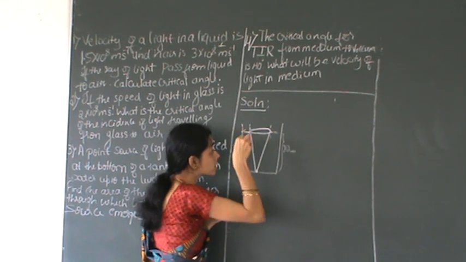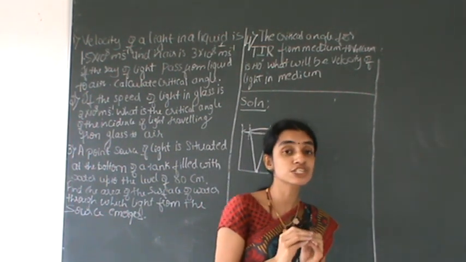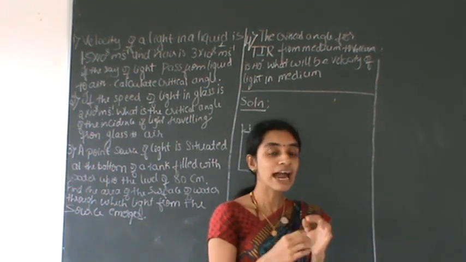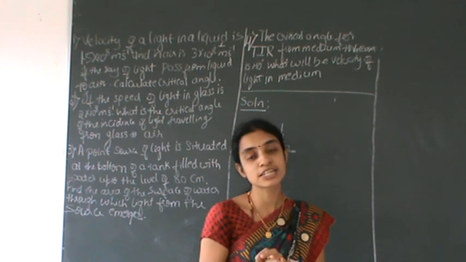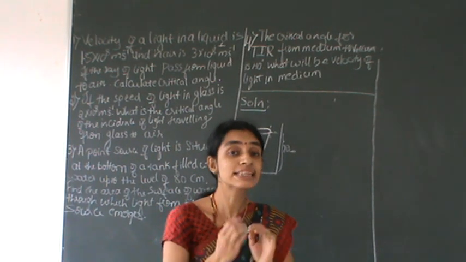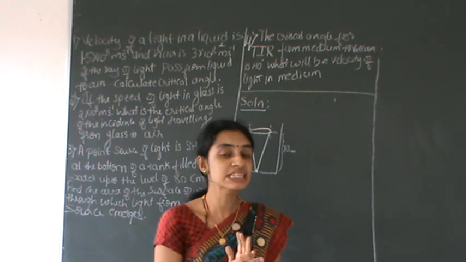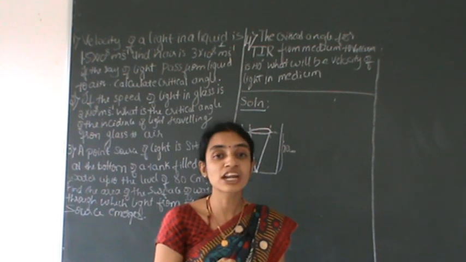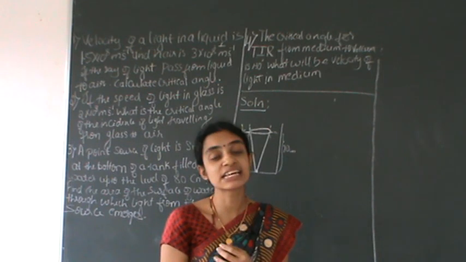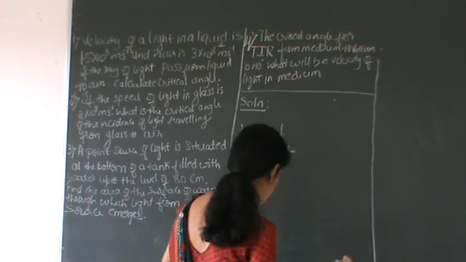Next, just recall the concept of total internal reflection. What is the main condition for total internal reflection? Light rays should travel from denser to rarer medium. And what is the second condition? The angle of incidence should be greater than the critical angle. What do you mean by critical angle here? The incident angle for which the refracted ray is 90 degrees is called the critical angle.